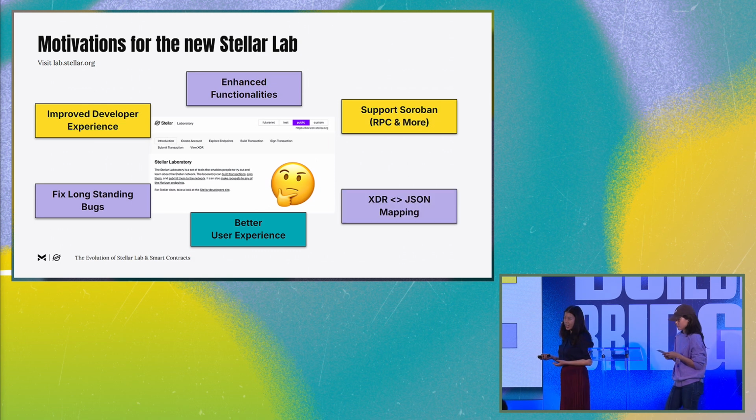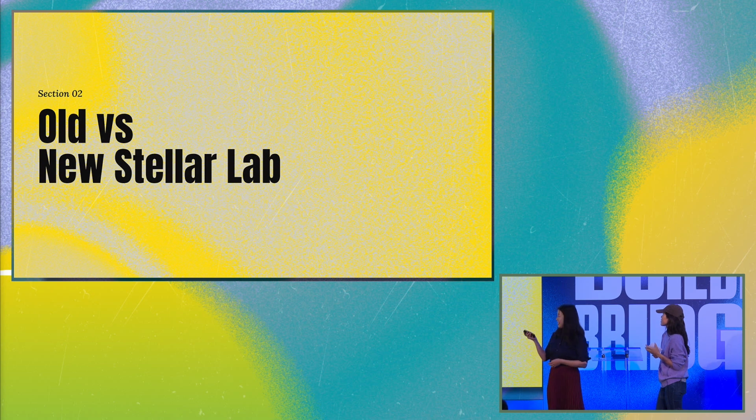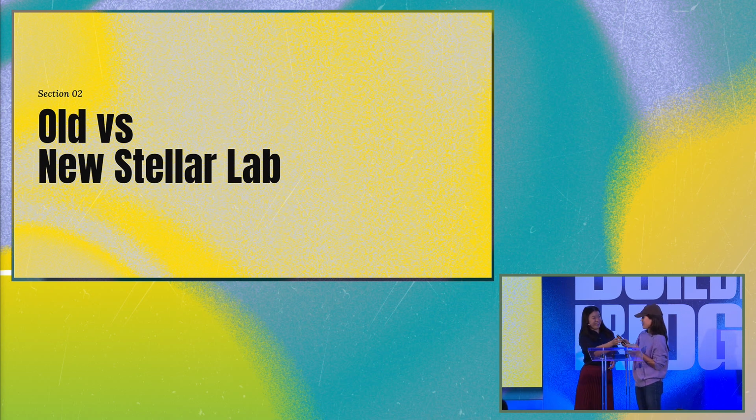And finally, the DevX team worked on an XDR to JSON mapping. And this is actually a very important piece of work that permeates through many layers of our stack. And you will see an example of this at work in the Stellar Lab. So now I'll hand to G. And I'm very excited to show a comparison between old and new Stellar Lab.